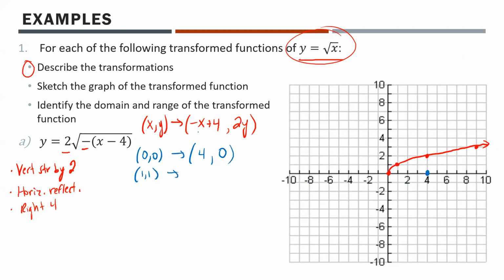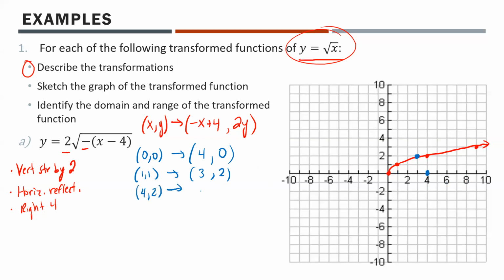1, 1 is going to become -1 plus 4 is 3. And then 2 times 1, well, that's just 2. So we have 3, 2. That's right here. Then we have, what's the next point? I guess the next point we have is 4, 2. Yeah, so 4, 2. This is going to become, plug 4 in here.